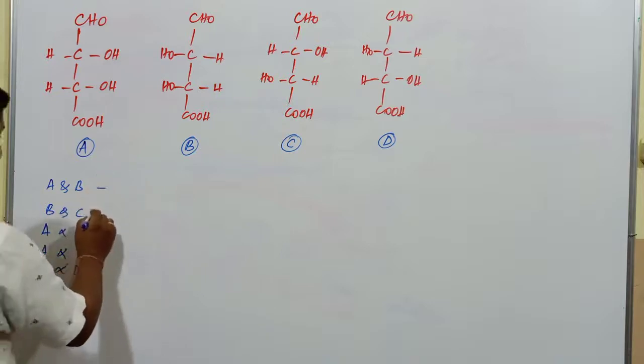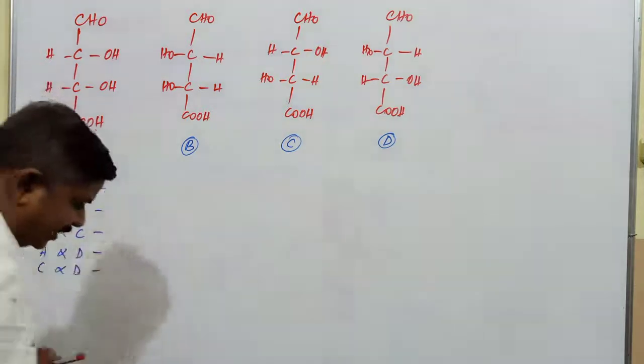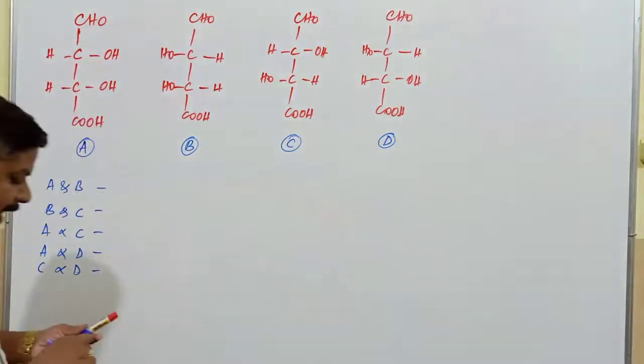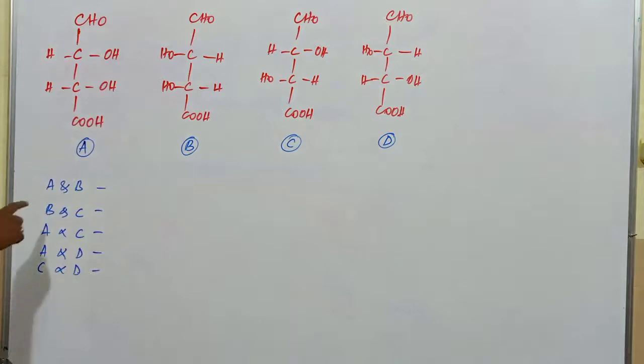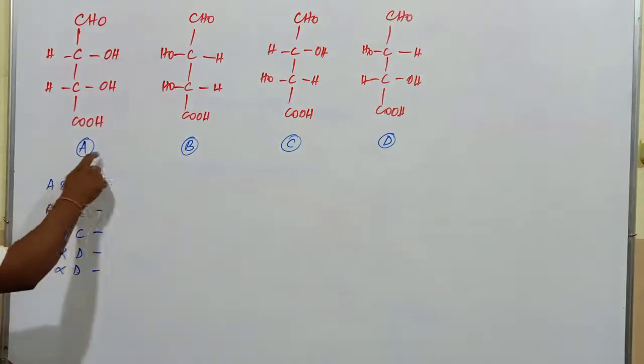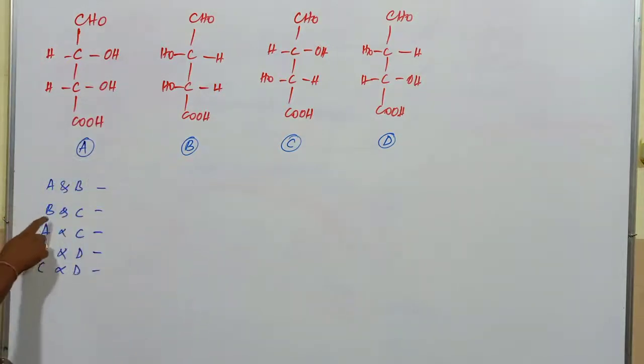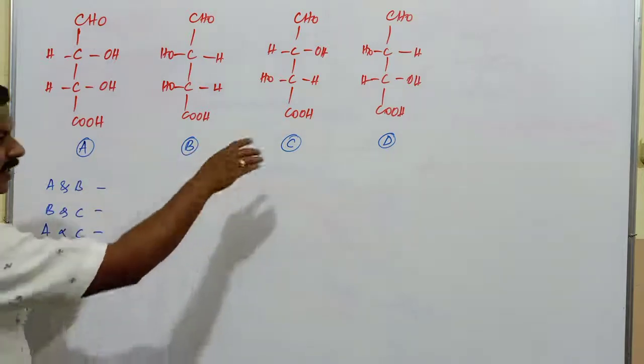So what are these particular isomers called? What is the relation? What type of compounds are these? A and B, B and C, a set pair of compounds. These two compounds are going to be called what? B and C are going to be called by which one? C and D are going to be called by which one?